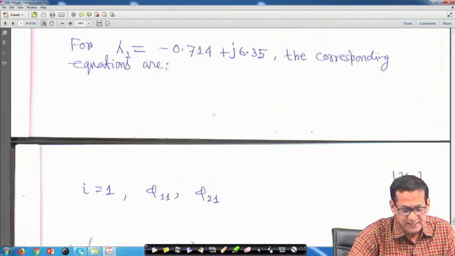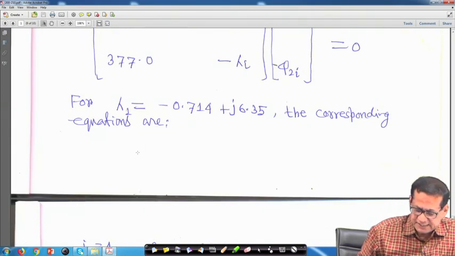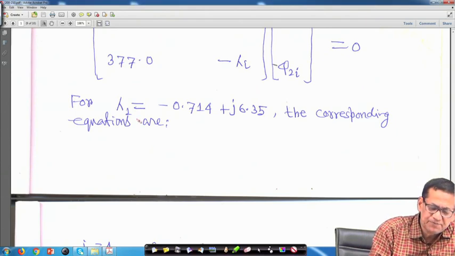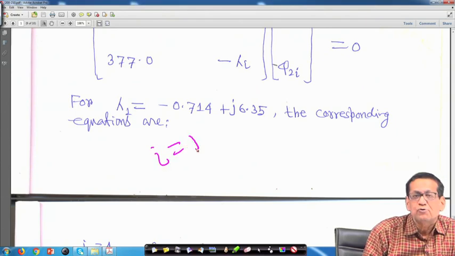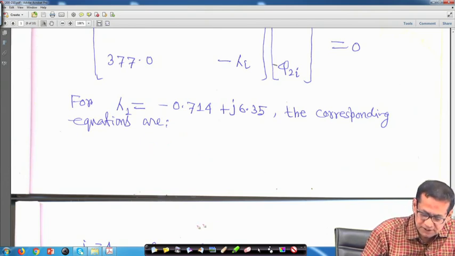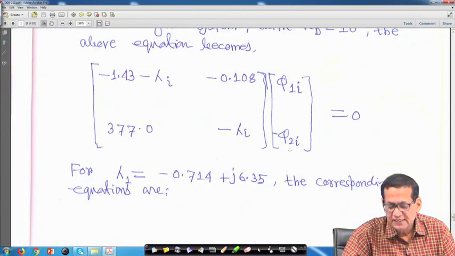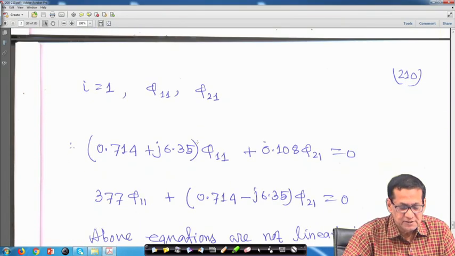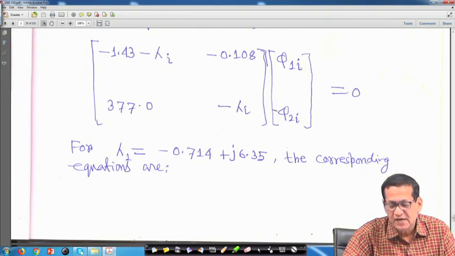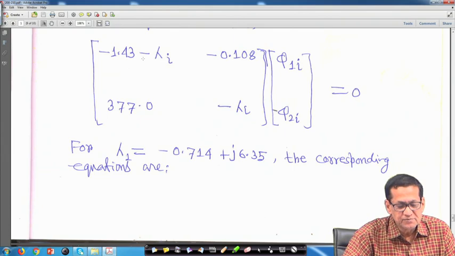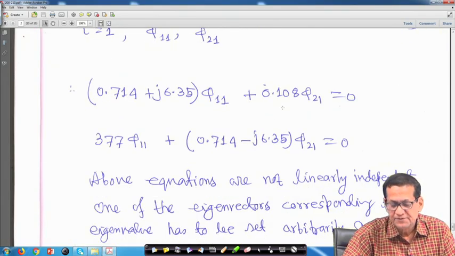then for i equal to 1, and there should not be any confusion, this is lambda 1, the first eigenvalue, that means i is equal to 1. So this is phi 1 1 and this is phi 2 1. We have written phi 1 i, phi 2 i is equal to 0. If you write this equation for i equal to 1, this is phi 1 1, this is phi 2 1, that means minus 1.43 minus lambda i into phi 1 1 minus 0.108 into phi 2 1 is equal to 0. This is one equation.